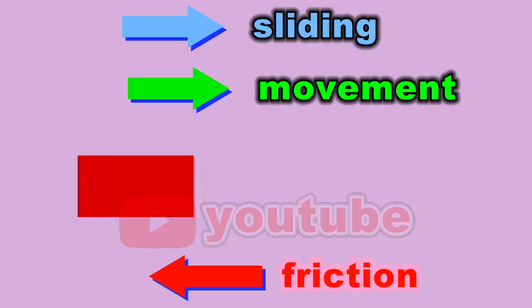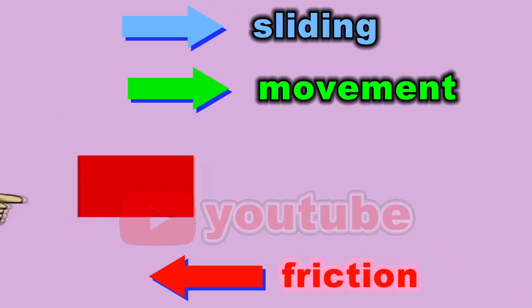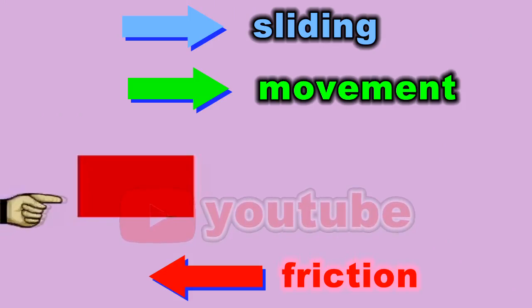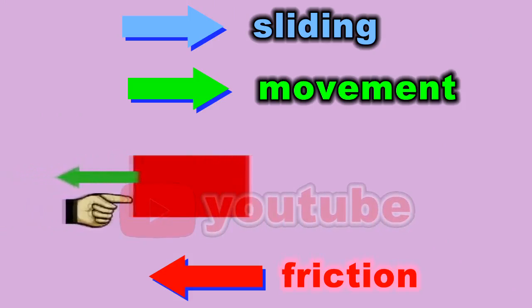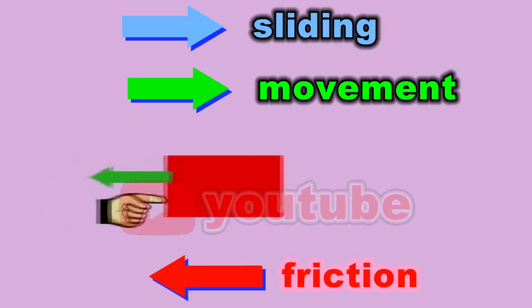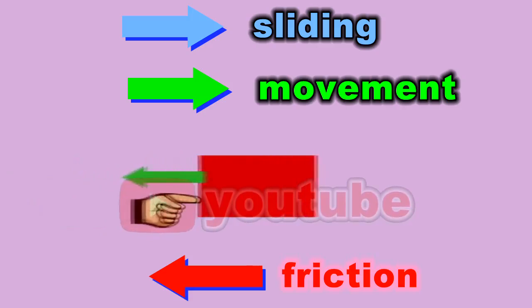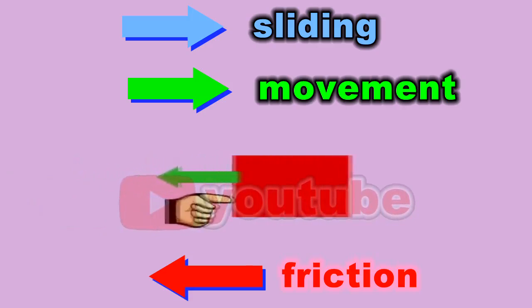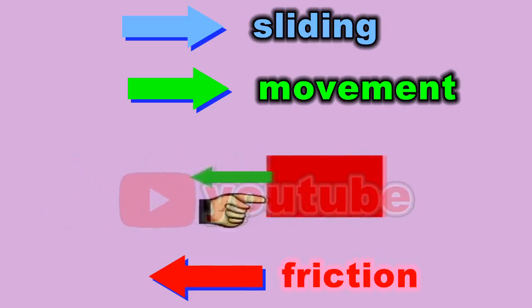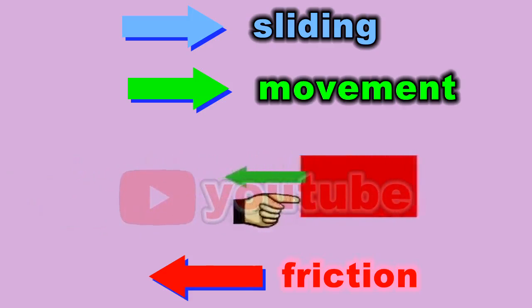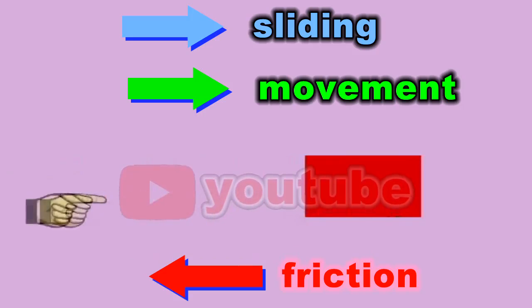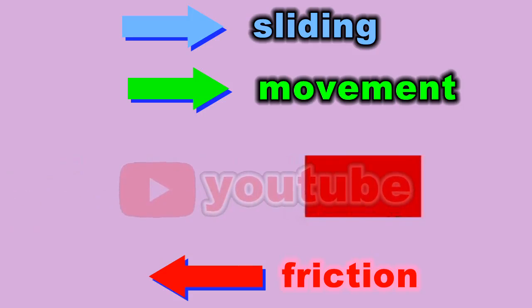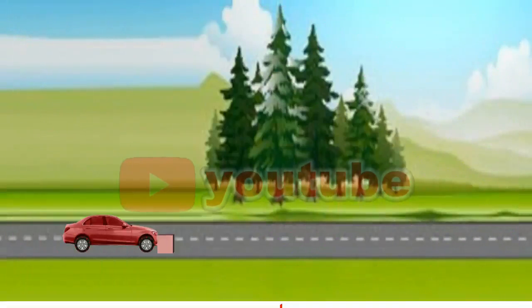Example. Here, when we apply force to the object to the right with the hand, the object slides to the right, and the force of friction is to the left. In this example, friction is in the opposite direction of motion. It is also in the opposite direction of slipping, because slipping and moving are both in the same direction. But in the next example this is not the case.